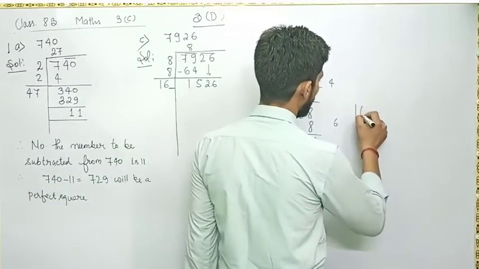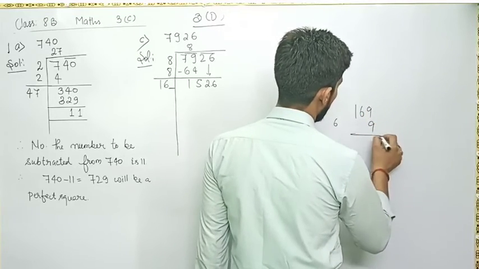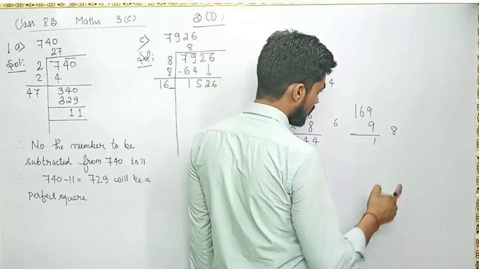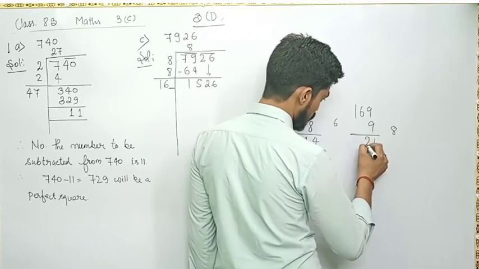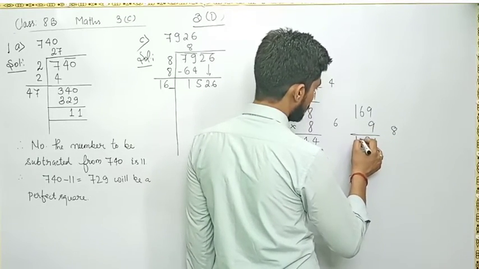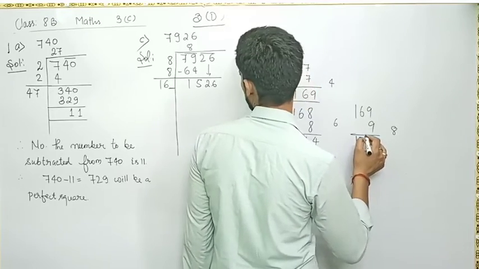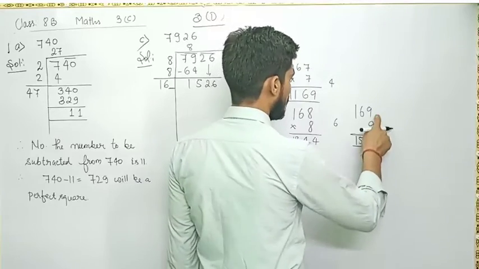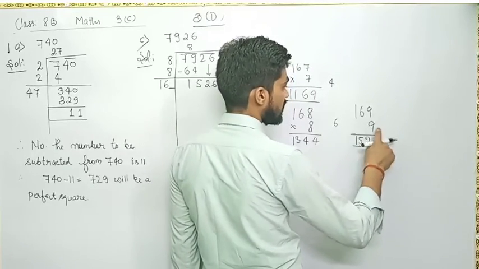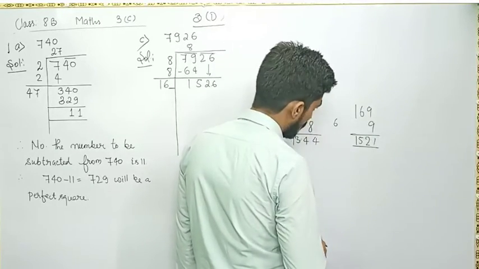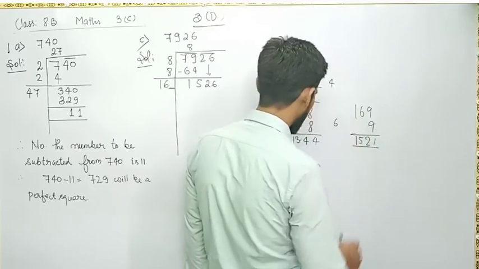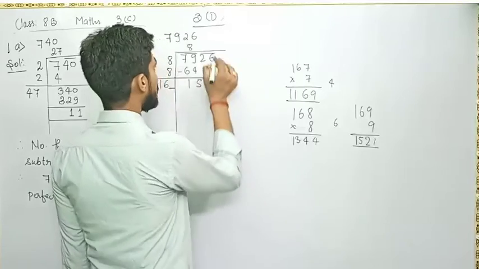169 into 9. 9 9s are 81. 9 6s are 54 and 8, 62. 9 1s are 9 and 6, 15. We can get 9 times also. Let me check one time. 9 9s are 81, 9 6s are 54 and 8, 62, and 9 1s are 9 and 6, 15. Correct. So we can take 9 times.